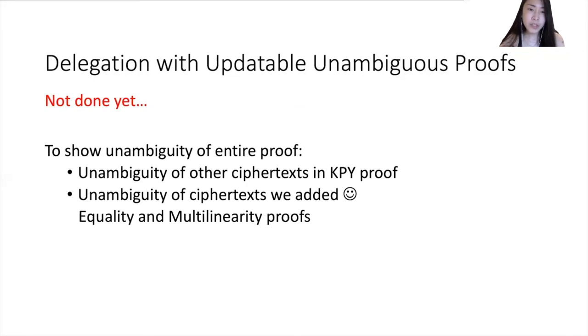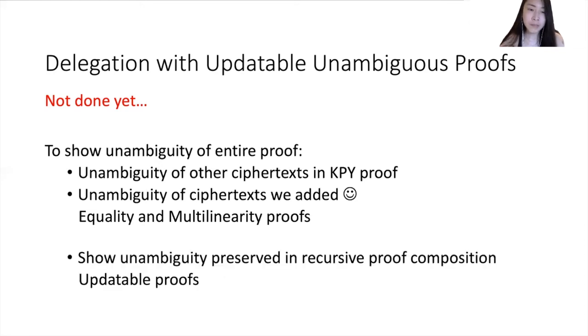But we aren't quite done yet, because to show the unambiguity of the entire proof, we actually need to show the unambiguity of the other ciphertext in the KPY proof. So far, we've just described how to show the unambiguity of a ciphertext that corresponds to the computation tableau. And we'll also have to show the unambiguity of all the ciphertexts that we added to the proof in constructing these equality and multilinearity proofs. Once we do that, we'll have unambiguous proofs, but we still need to ensure that the unambiguity is preserved in the recursive proof composition that allows us to get updatable proofs.